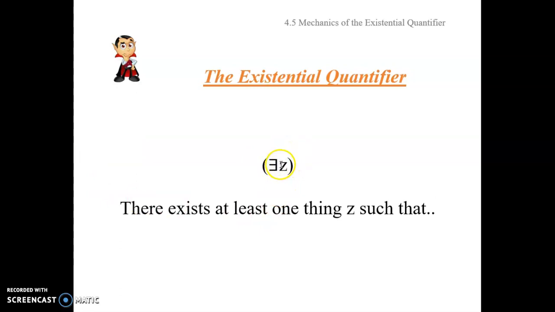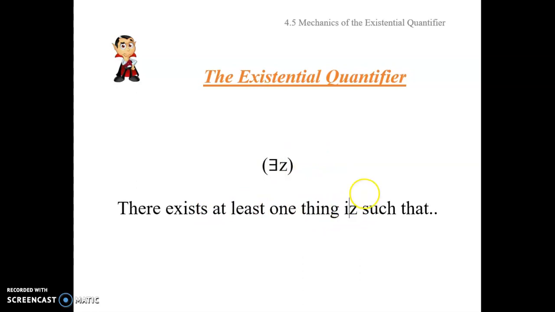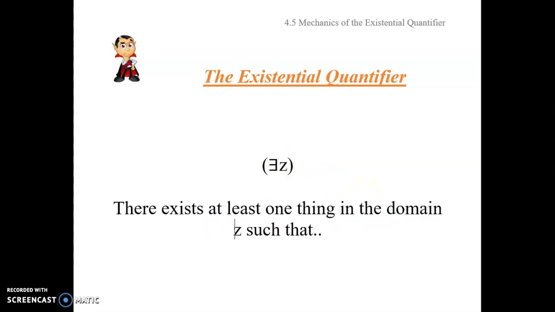Whereas the universal quantifier says everything in the domain is a certain way, the existential quantifier says there exists at least one thing in the domain such that. We're going to talk more about the meaning of this in section 4.6, but that's the basic idea, and this is what the symbol itself looks like.